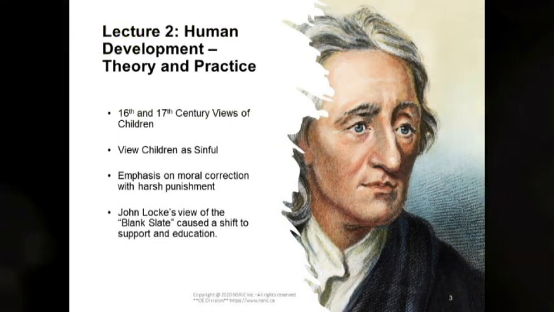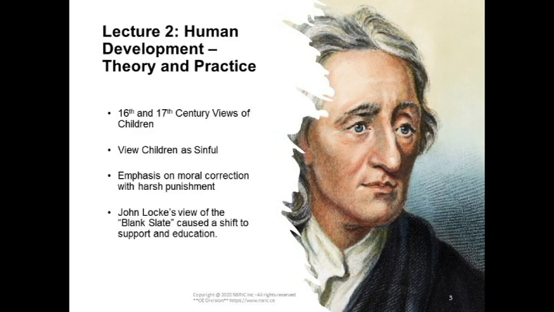And education during this time primarily revolved around religious instruction and moral teachings. Children were expected to conform to societal norms, and discipline was often harsh and authoritarian. Parents and educators believed that strict control and punishment was necessary to mold children into responsible and morally upright individuals.